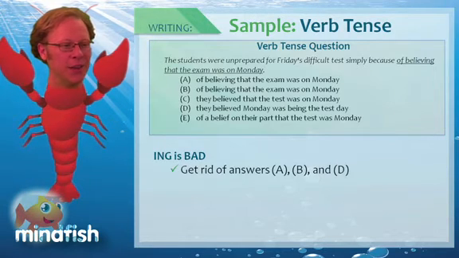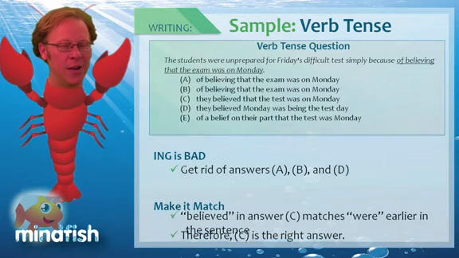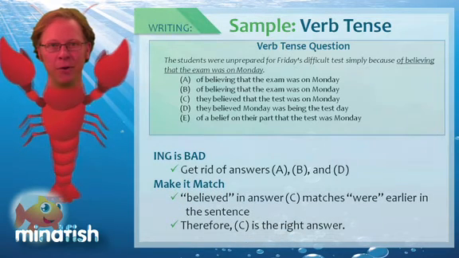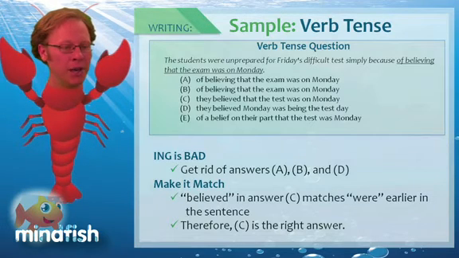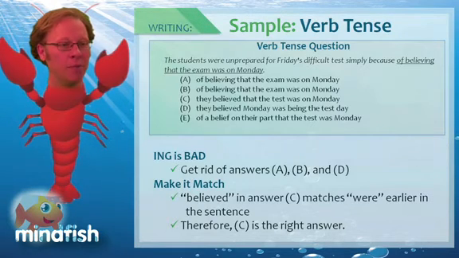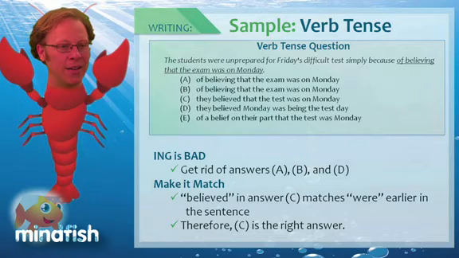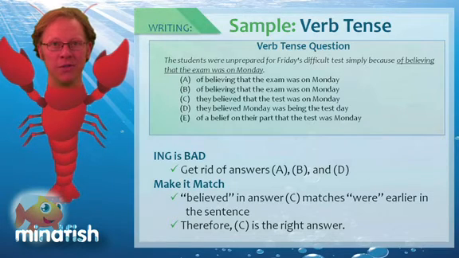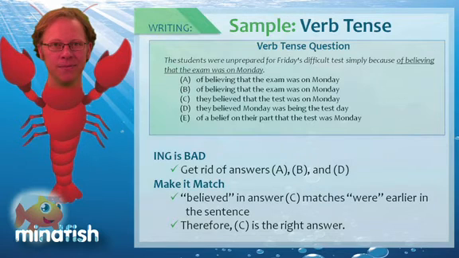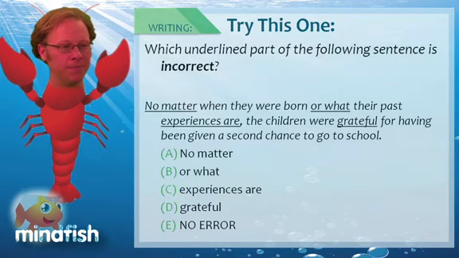That leaves us with C and E. If we apply our other principle of making verbs match other verbs that are nearby, we come up with C, which is the correct answer. Notice at the beginning of the sentence, we get the verb unprepared. It's in the past tense, simple past tense form, and it's got an ed ending. That's a pretty darn good clue that C, which has the word believed, which is also in the simple past tense, is the right answer. And indeed it is.